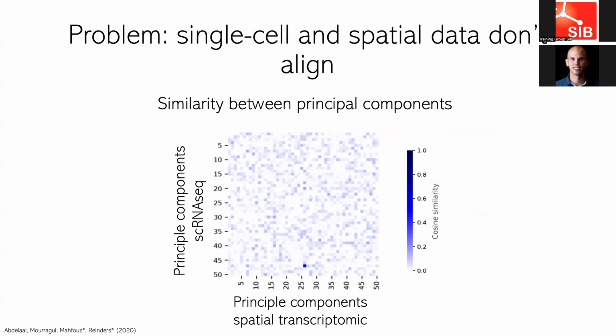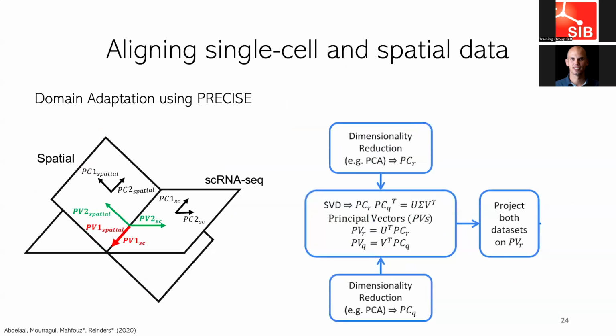The distances will not mean anything in a way. So we need to correct for this, and the way we do it is with an alignment approach called PRECISE. The way PRECISE works is, again, relatively simple. You have principal component analysis done on the target data sets.